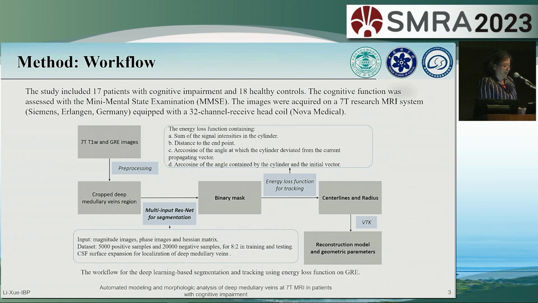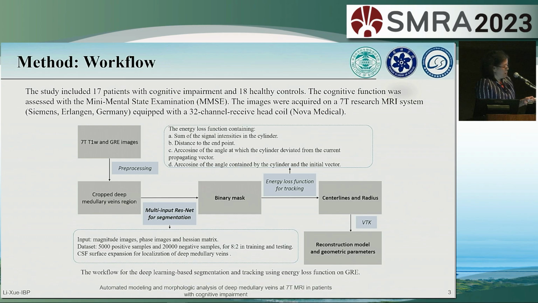In this study, we included 17 patients with CI disease and also 18 healthy controls. The patients were evaluated with the MMSE form. The images were acquired on the 7T Siemens research MR system with a Nova volume excitation 32-channel receive head coil.